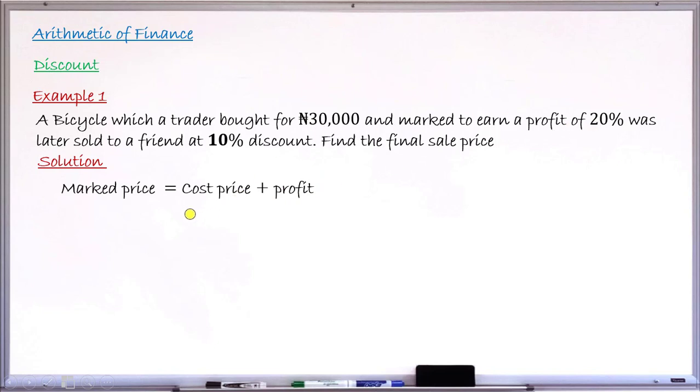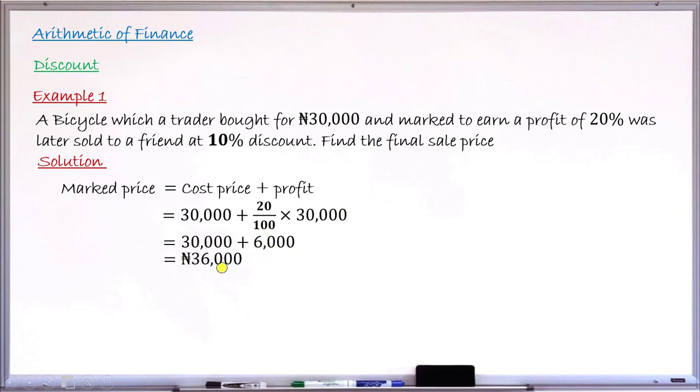Let me substitute to get the market price. I'm going to have 30,000 for the cost price plus 20% of 30,000, which gives the amount of profit he intended to get initially. Simplifying this gives 30,000 plus 6,000. This 6,000 is 20% of 30,000, that is the profit he intended to make. When you add this 6,000 to 30,000, it gives you the market price of the bicycle, 36,000.